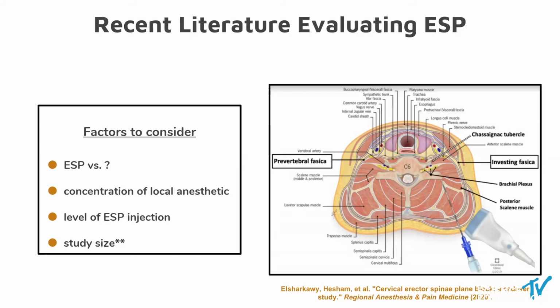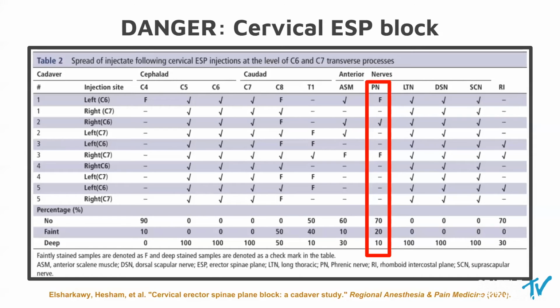But as far as I'm concerned, with the body of literature that we have right now, there's a lot of danger in performing a cervical ESP block. And the reason is that if you look at the area highlighted in red, this is with regards to the phrenic nerve. In this cadaver study, they found that 30% of the time when they performed the cervical ESP block at C6 or C7, they had involvement of the phrenic nerve.